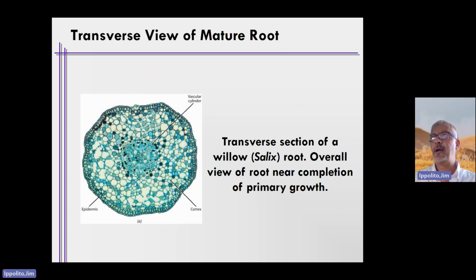So here's a picture. This is a transverse view of a willow root. And this is an overall view of the root nearing completion of primary growth. So you don't see the procambium anymore, and you don't see the other precursor features. What you see here is the epidermis that surrounds the entire root. Looks highly structured. And then you've got this cortex, which looks like a mosaic, but this is for storage of carbohydrates and other compounds. And then you have the vascular bundle in the center that's comprised of the xylem and the phloem.